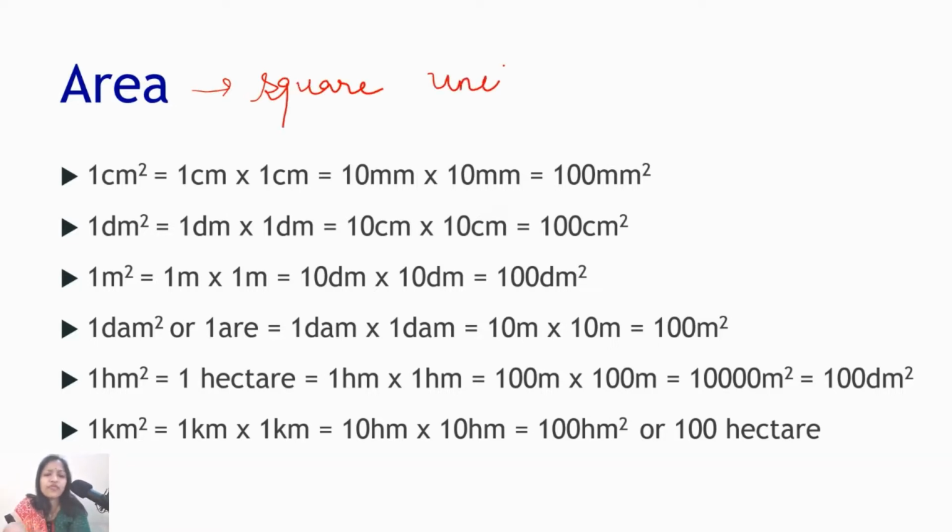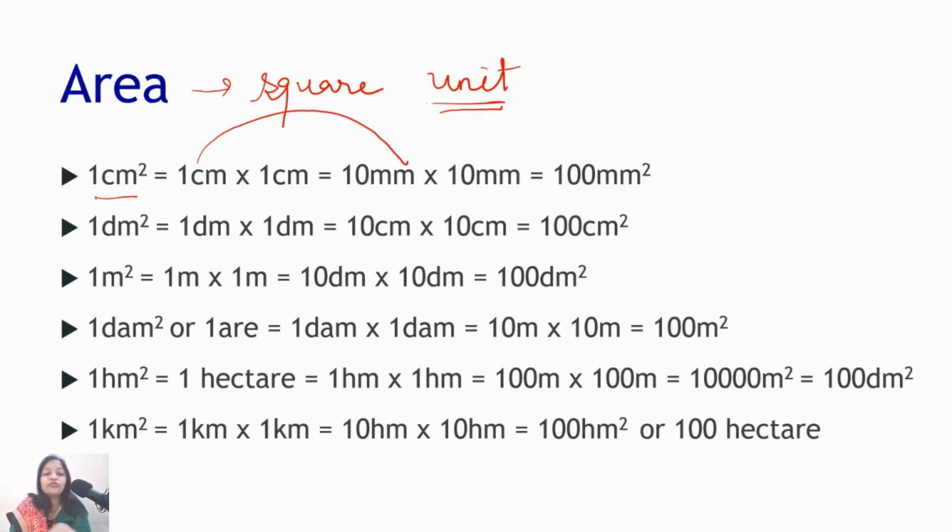Square units means if you have any unit, square of that will be your unit for area. Suppose you have sides in centimeter, then square centimeter will be your area. If you have sides in meters, then square meter will be your area unit. So now, if we have to convert one square unit into another, then how will you do it? It's a very simple thing. Just try to understand it. As we have written here, 1 centimeter square, 1 centimeter into 1 centimeter it means.